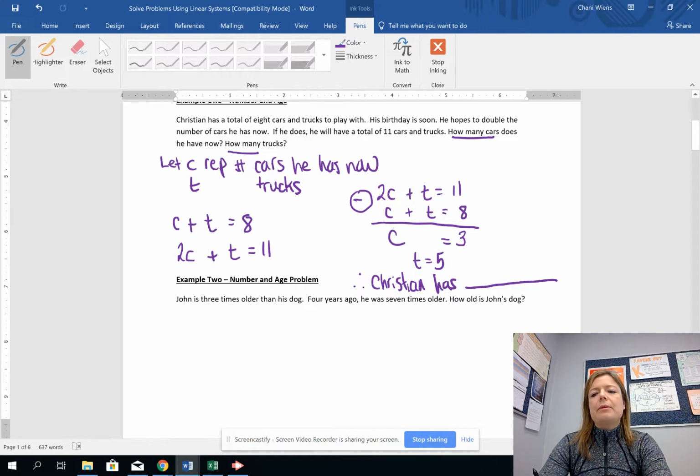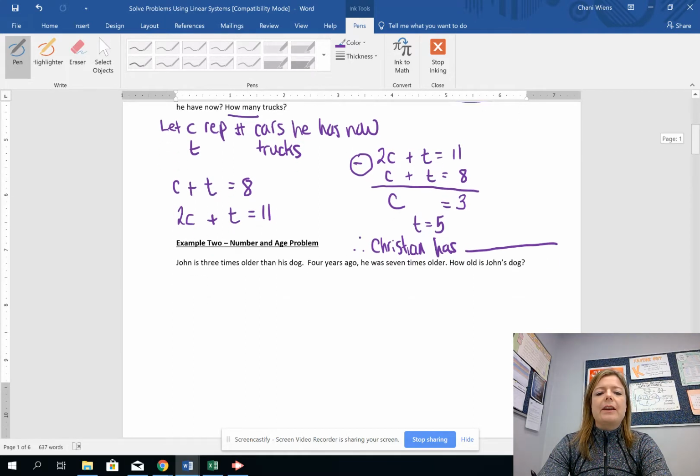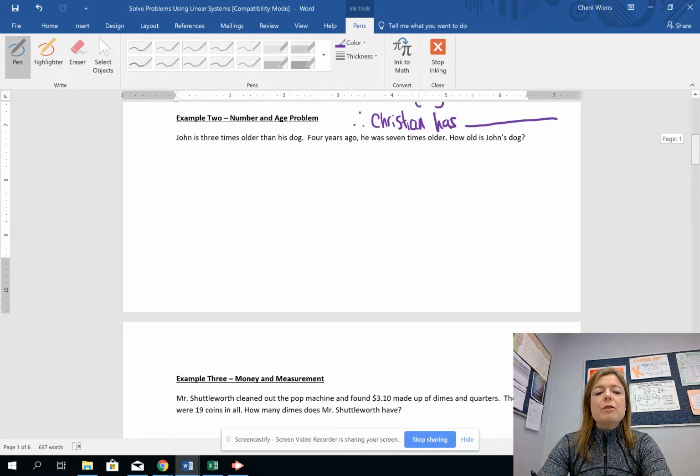Okay, so now we go into a little bit more complicated of an age problem. I want you to really pay attention to this example because it has a tricky little thing in it that's hard to understand for most students. So John is 3 times older than his dog. 4 years ago, he was 7 times older. How old is John's dog?